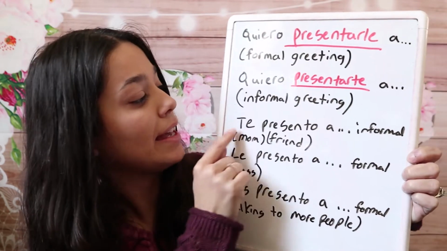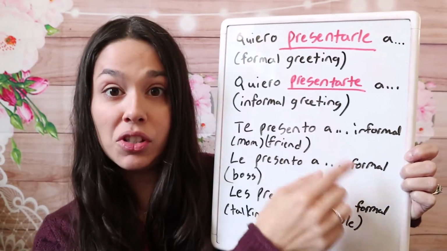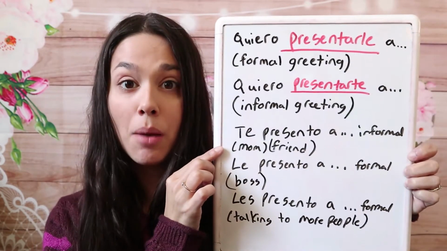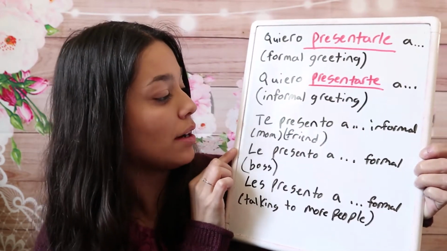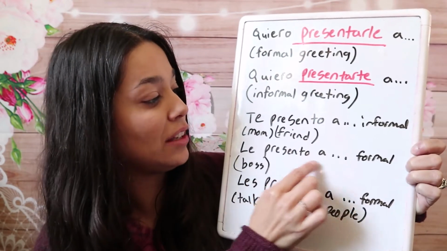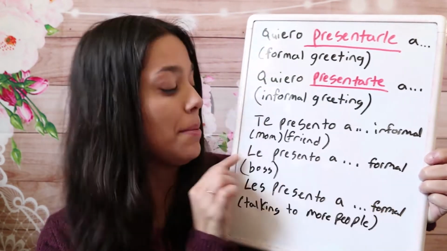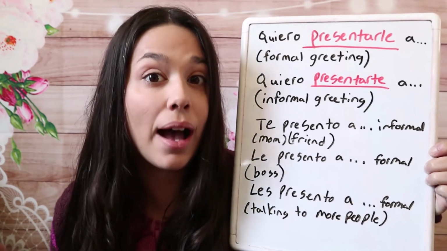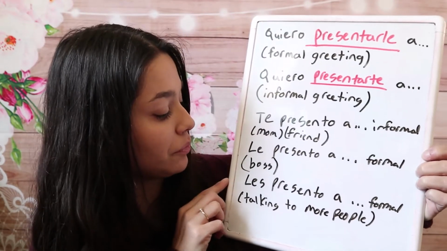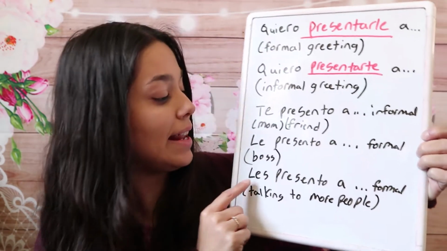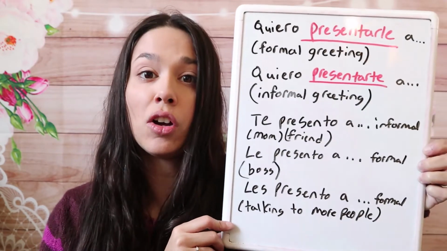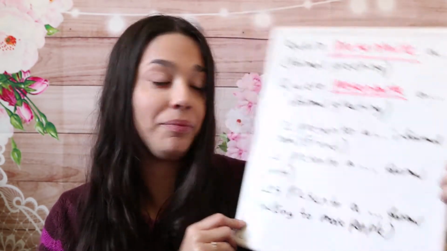Now here are some other ways you can present someone. You can say, te presento a, or I present to you, and then their name. That's informal. Now this could be a mom or a friend. Or you can say, le presento a. This is the formal way. Let's say you're introducing your boss. You can say, le presento a, and then the name of the person. Or you can say, les presento a, which is also formal. And this is when you're talking about more than one person.